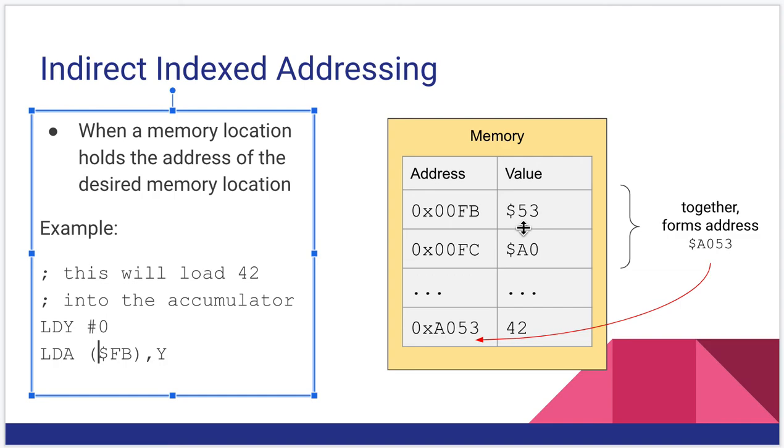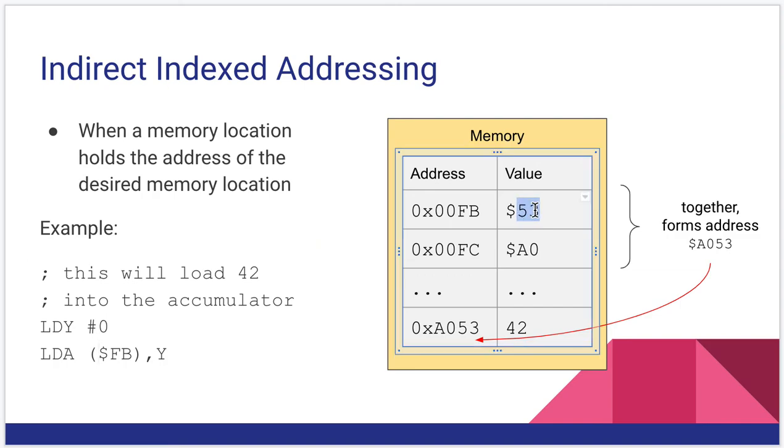And of course, this is little endian. So the 53 is the low byte. The A0 is the high byte, the way they're laid out in memory. So the low byte is stored first. The high byte is stored second. Put those together, we get address A053. So because this is indirect, we go to A053 and pull that value in.